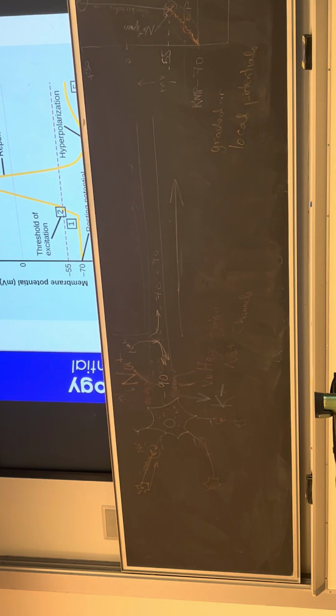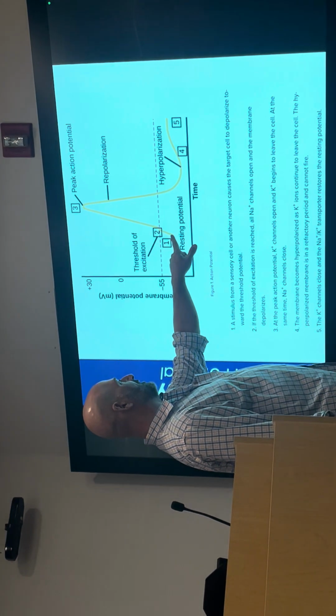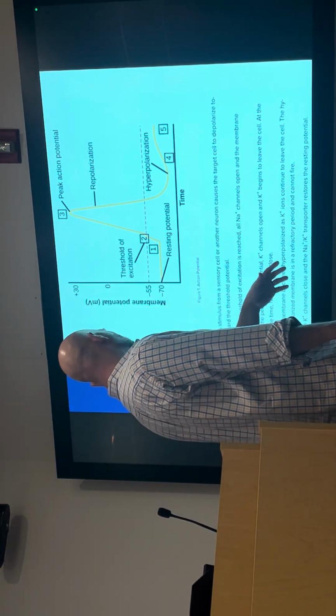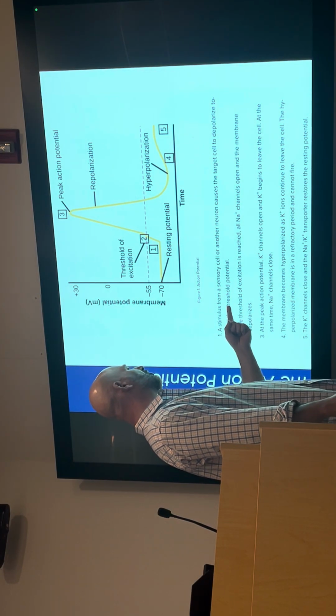Yep. Okay, if you look at this slide, just real quick, you can see the description here. So here's negative 70. A stimulus from a sensory cell or another neuron, whatever, causes it to depolarize towards threshold.